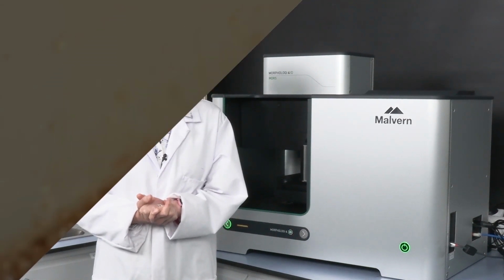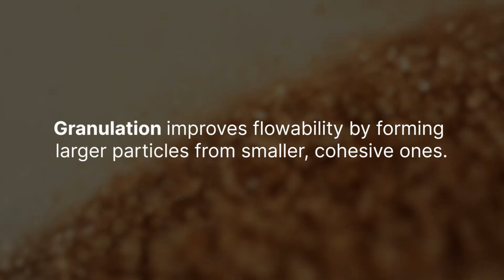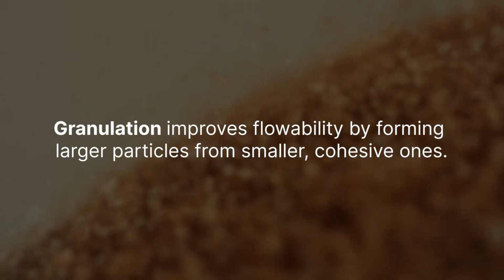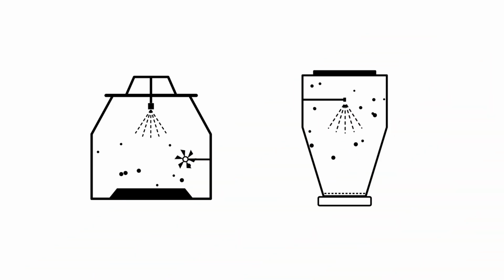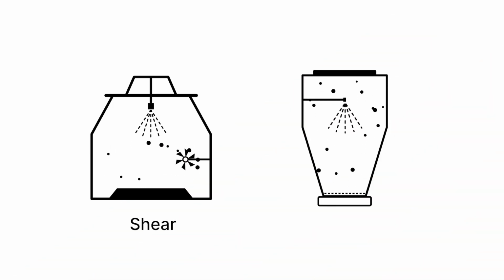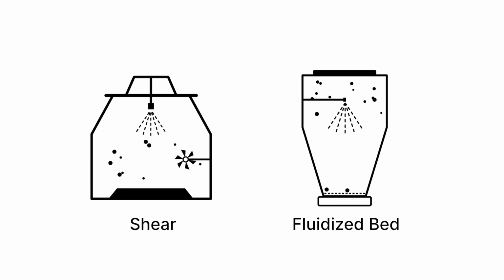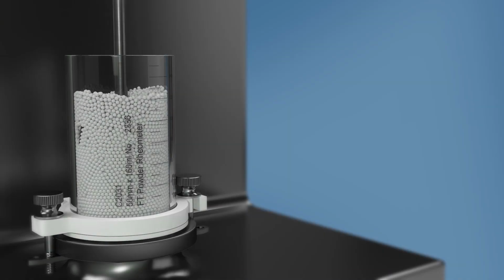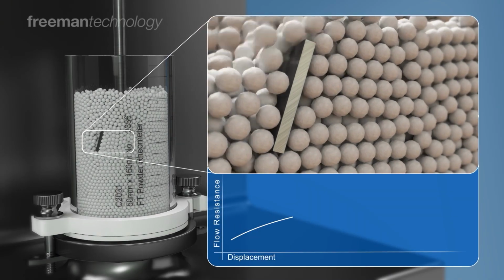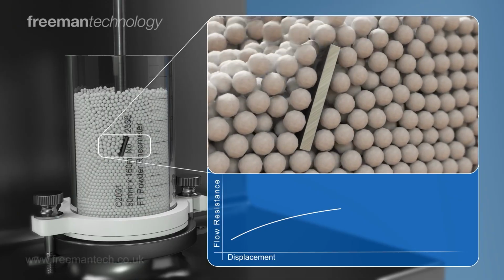So let's look at a pharmaceutical application, which used both these instruments to investigate the differences between two types of granulation processes. Now, granulation is a process that is a way to improve flowability of smaller, more cohesive particles. The two different processes that were looked at are shear granulation and fluidized bed granulation. This user put the same material through two different types of granulator. The resulting granules of the shear and fluid bed granulator were put into an FT4 to predict on a benchtop how they are likely to behave.